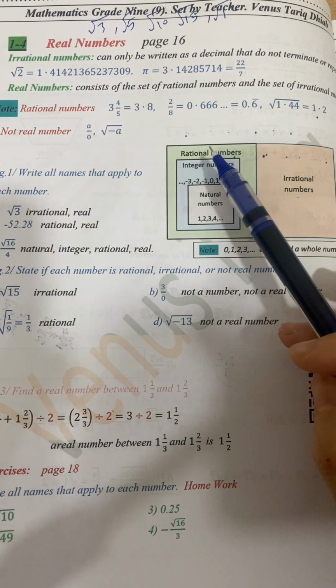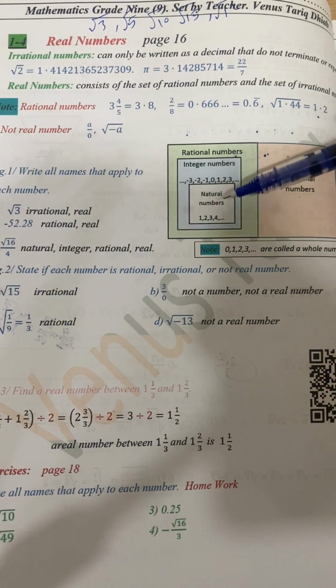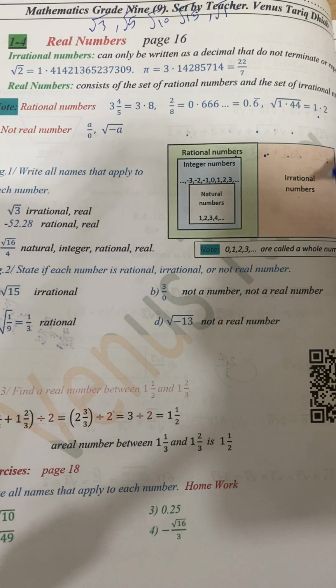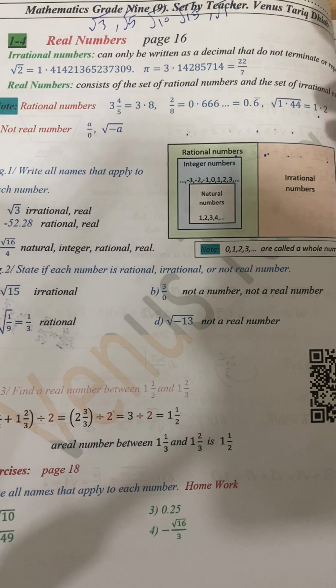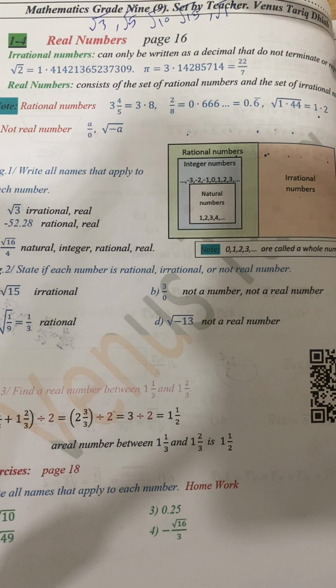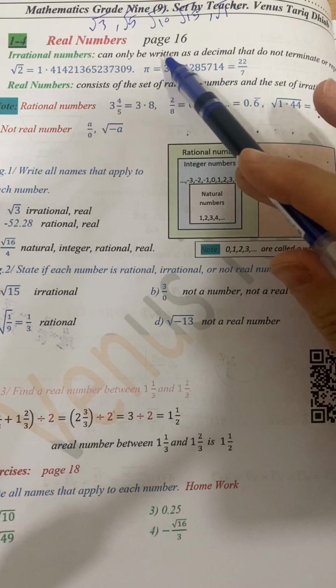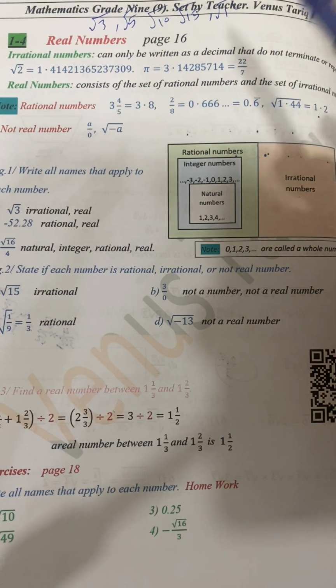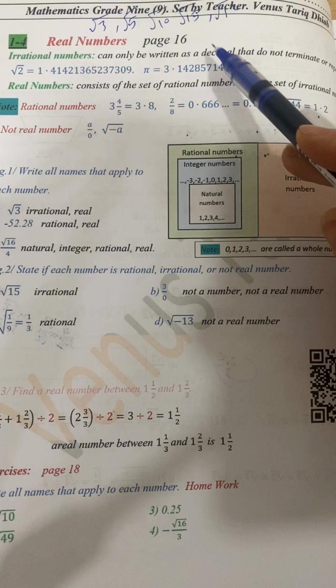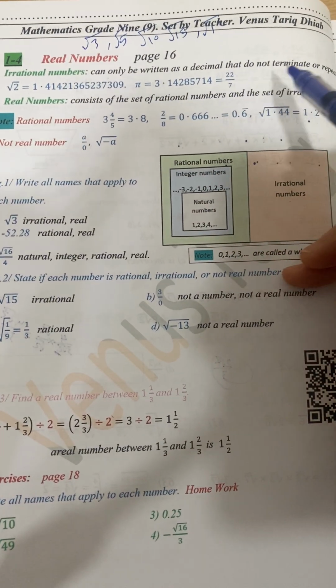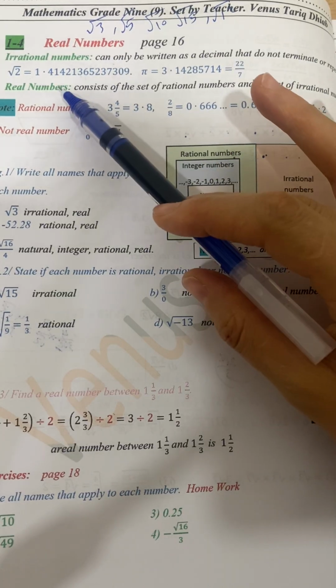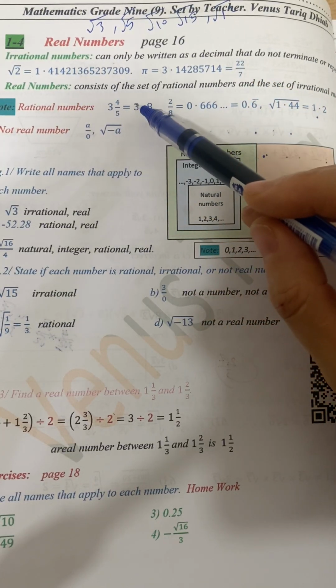In rational numbers, we have numbers like integers, natural numbers, and whole numbers, but in irrational numbers, the numbers like square root of 2, pi, square root of 3, square root of 5, square root of 10, 12, 14, 15, all of them are called irrational numbers. They do not terminate. That means, as decimal numbers, we can only write them as decimals that do not terminate or repeat. But rational numbers terminate or repeat.